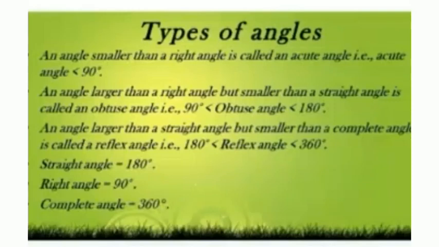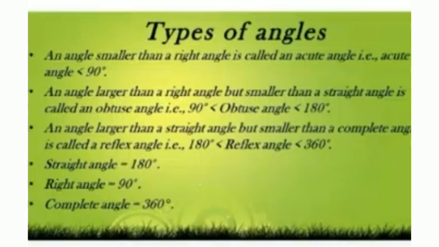An angle smaller than a right angle is called an acute angle. That means an acute angle is less than 90°. Next angle. An angle larger than a right angle but smaller than a straight angle is called an obtuse angle. That means greater than 90° and less than 180°. Next, an angle larger than a straight angle but smaller than a complete angle is called a reflex angle. That means greater than 180° and less than 360°. Next angle, straight angle means 180°, right angle means 90° and complete angle means 360°.